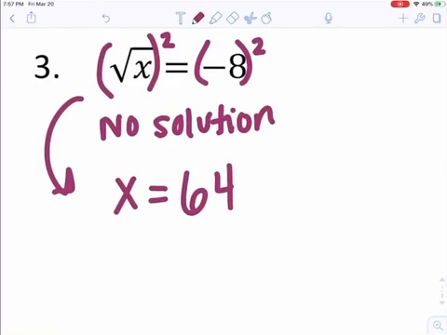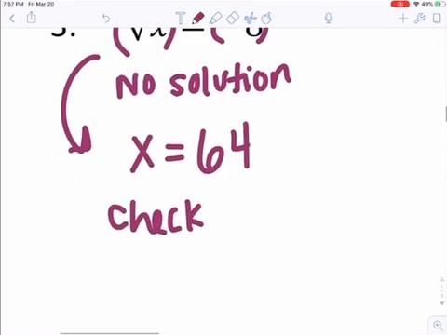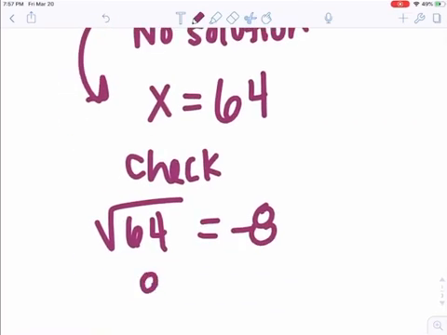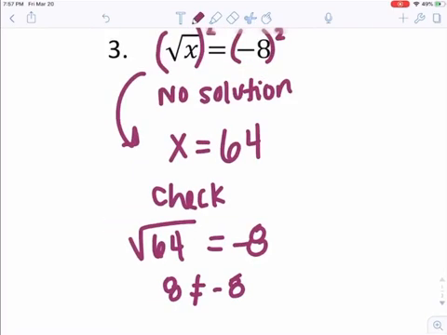Now if I check it, I get the square root of 64 equals negative 8. Well, again, we're only taking the principal root, so 8 equals negative 8. That doesn't work. Okay, so this would not be a solution, so I do not have a solution.